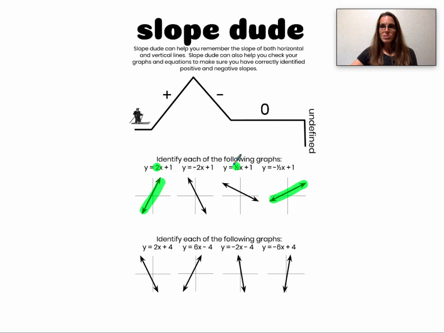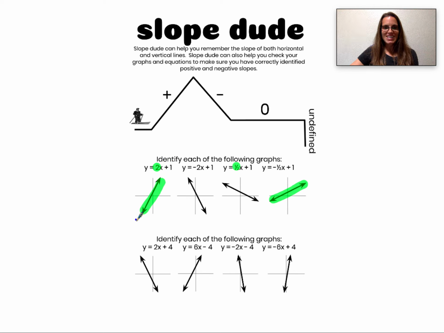In fact, when my slope is a fraction, that means my graph is going to be flatter. Y is not going up by very much when x goes up by 1. A fraction is going to be flatter, whereas this number 2 is steeper. My slope is bigger. Y is going up by more when x goes up by 1.